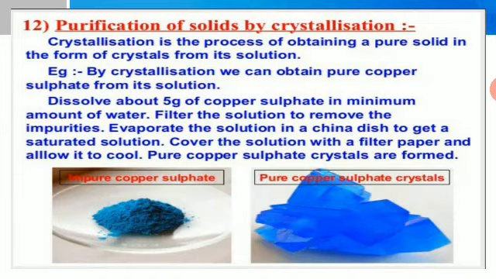Dissolve about 5 grams of copper sulfate in a minimum amount of water. Filter the solution to remove the impurities. Evaporate the solution in a china dish to get a saturated solution. Cover the solution with a filter paper and allow it to cool. Pure copper sulfate crystals are formed.